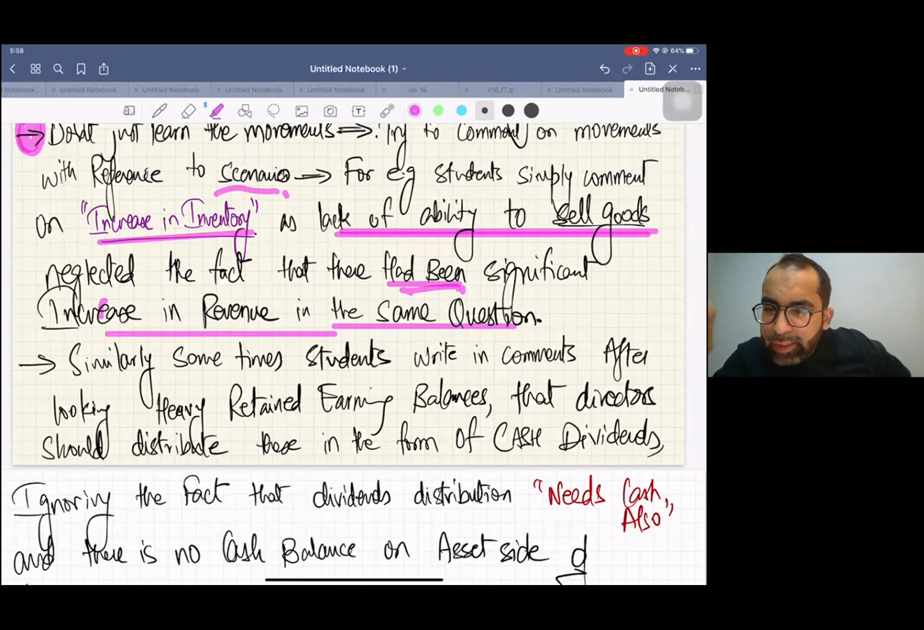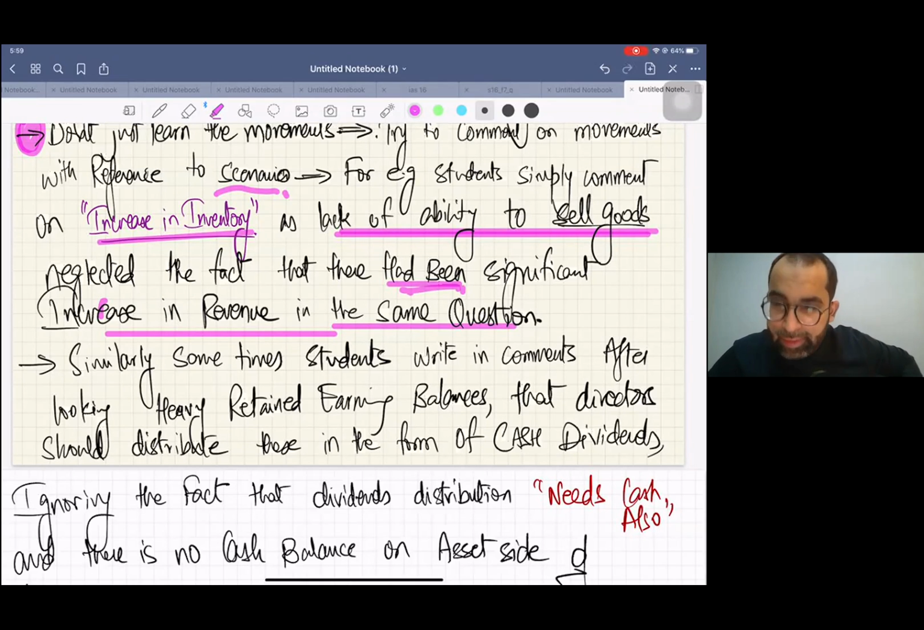And it is also written in the question that shareholders are not happy with the company because the company is not giving any dividend. So what you did as a student, as a stupid student, you just simply wrote, sir, directors should distribute all the retained earning to shareholders in the form of dividends, without looking at the cash balance.